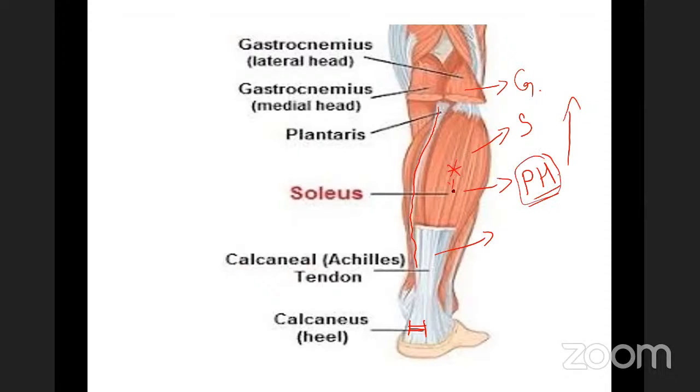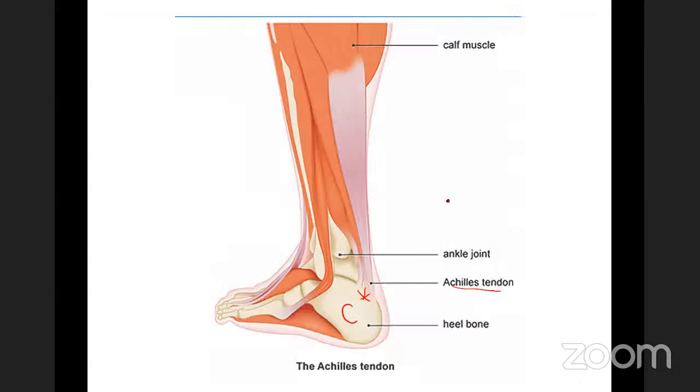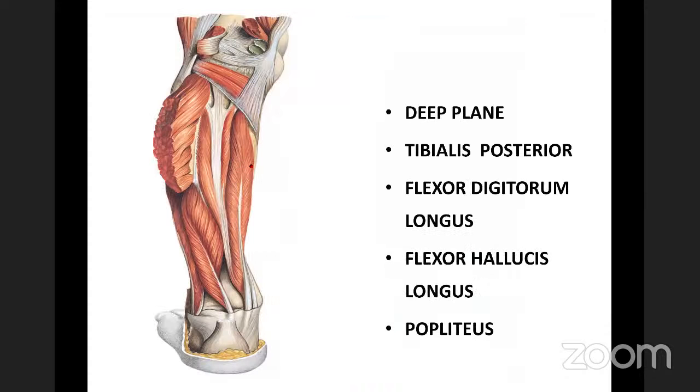There are so many venous sinuses in this. So contraction of the soleus helps in pumping the blood. That's why it's called the peripheral heart. Now we will come to the deep compartment. What we discussed so far was the superficial compartment. We discussed the triceps surae. Now we will come to the deep compartment.